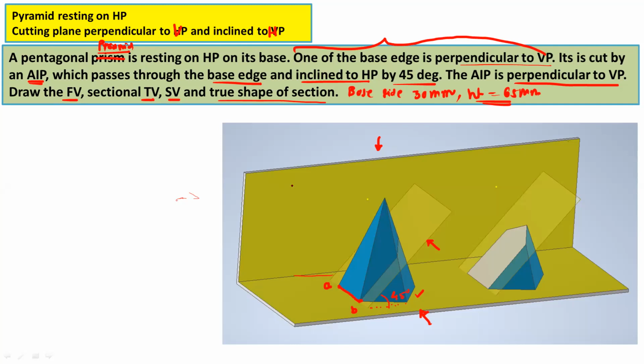So you can observe in the second image, after this section, you will remove this portion which is above the section plane. So this is the remaining portion. So for this portion, you should draw the front view, then the sectional top view, and the sectional side view.